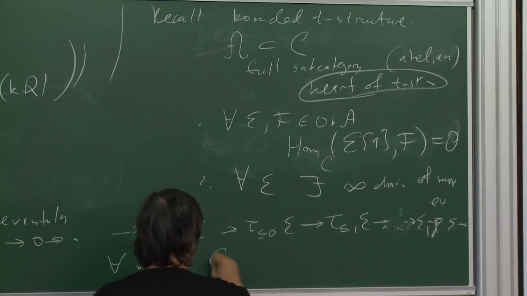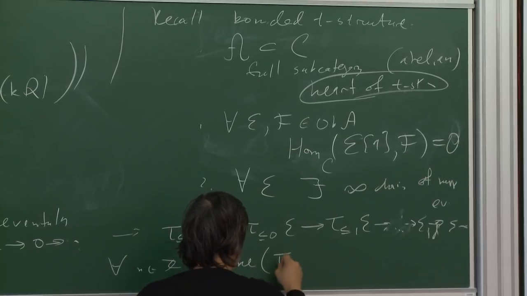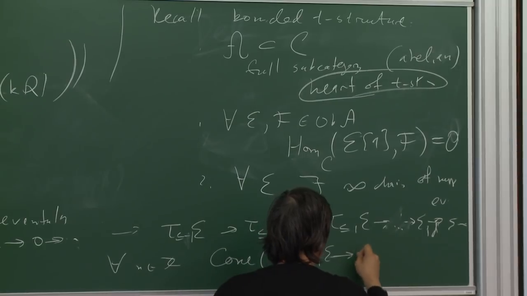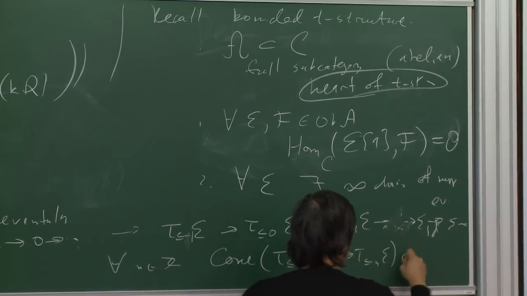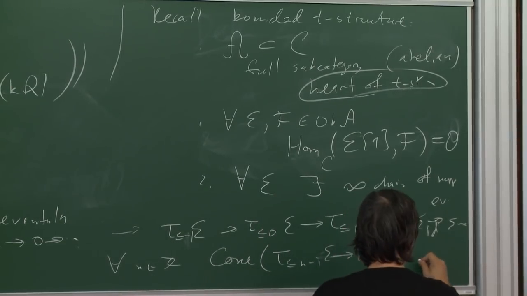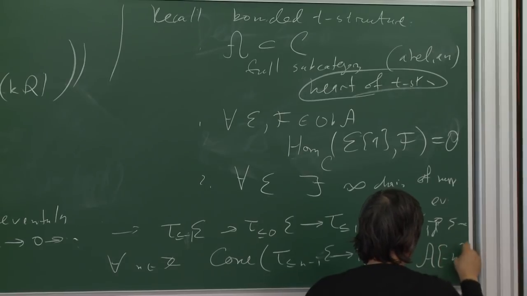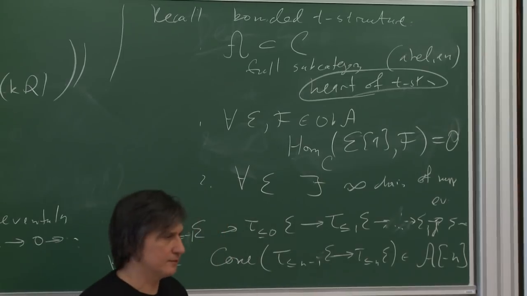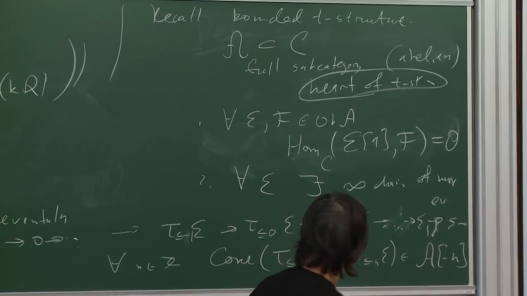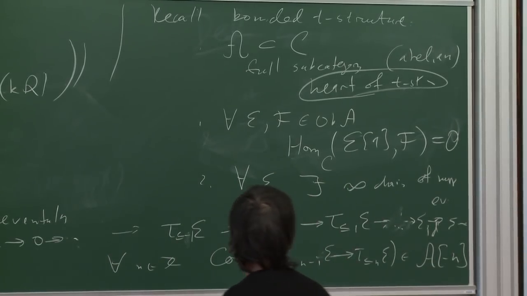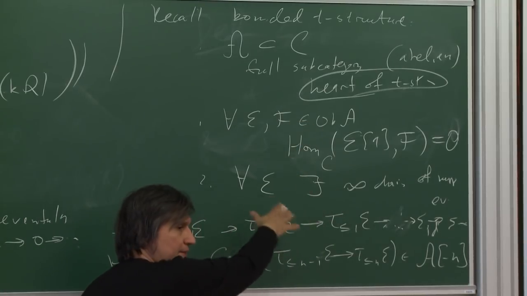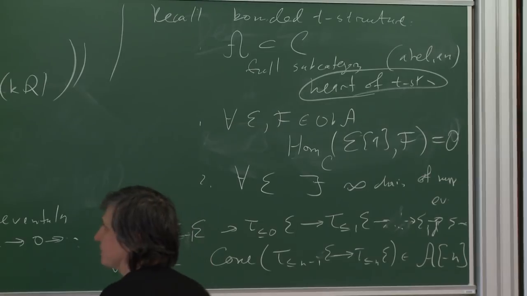And the property is that for any n, the quotient map, which is denoted by cone in triangulated categories, is in A in degree plus n, which in notation is shifted by minus n. So it is something in a single degree. Then the structure is automatically unique, and the category will be automatically abelian. So this is the definition.